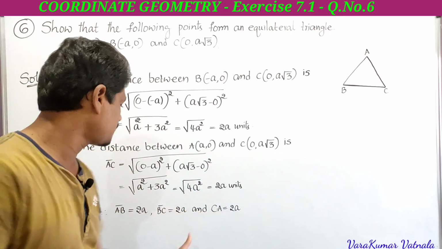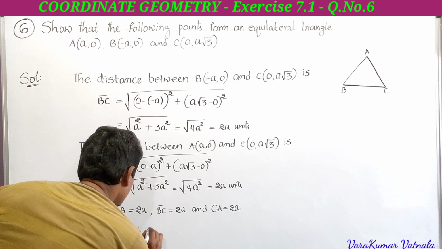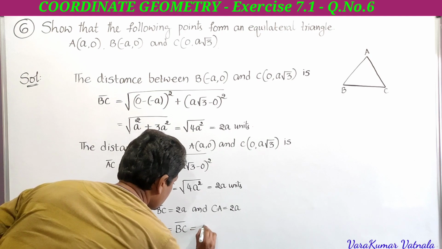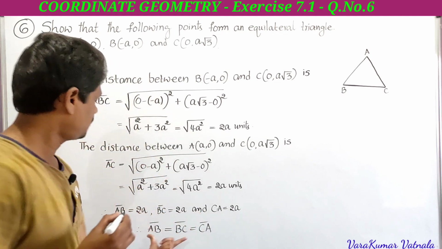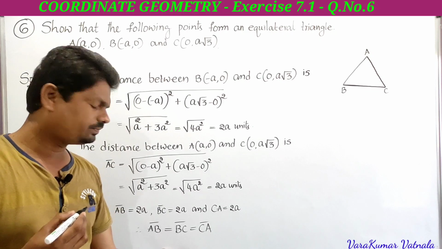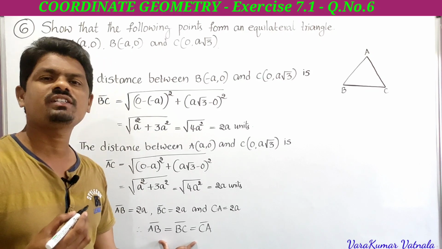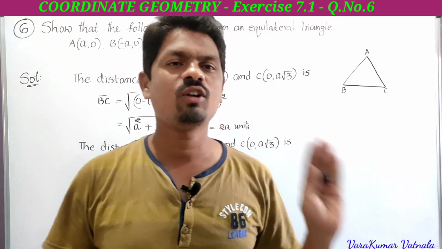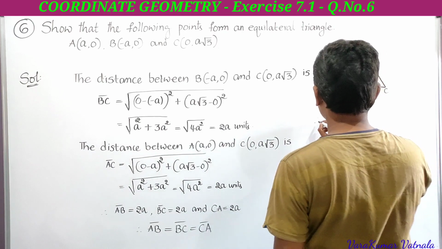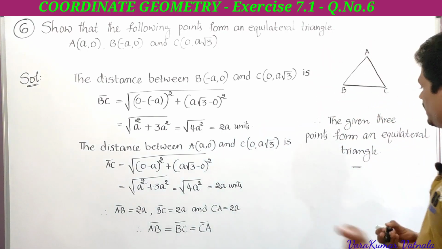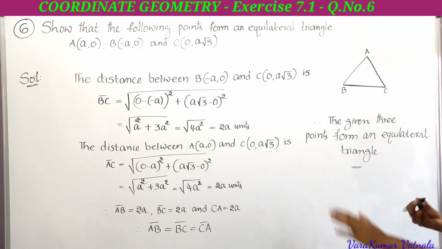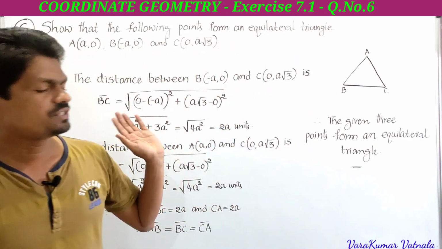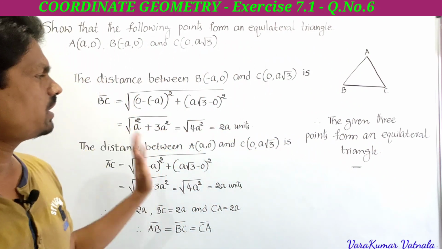Since the lengths of all the three sides are equal, therefore we can write AB is equal to BC is equal to CA. Therefore we can say that the given 3 points form an equilateral triangle. So like this we can find. This is the 6th problem in the 7.1 exercise.